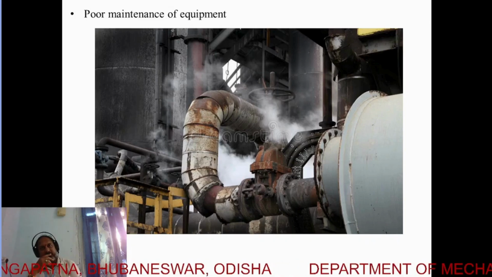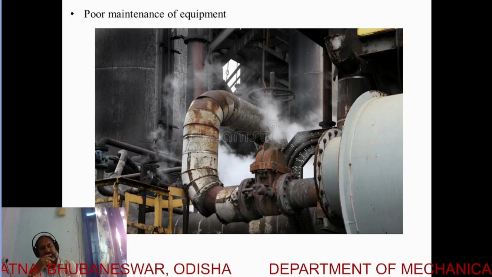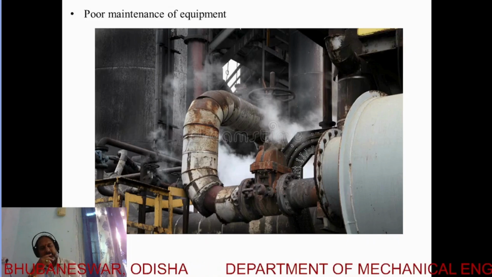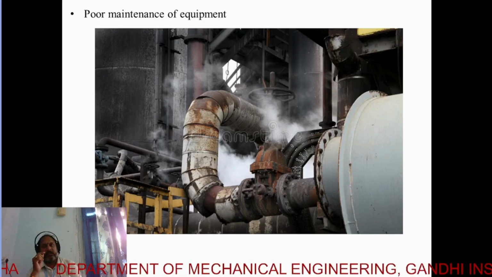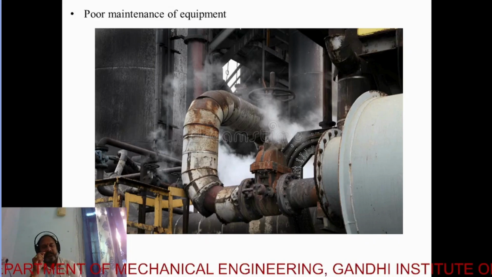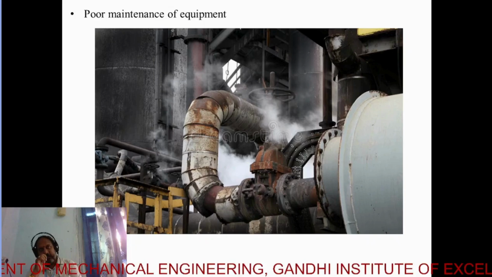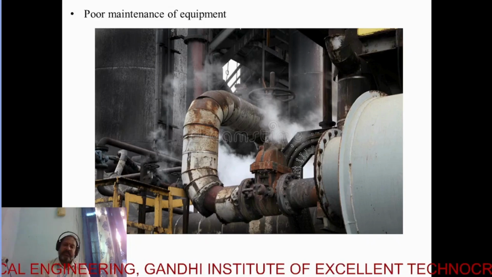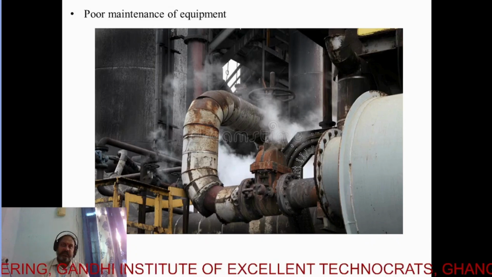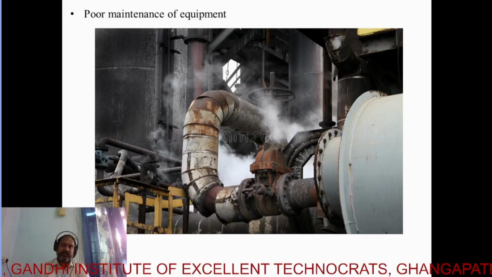Here we can see the image captures another critical safety issue, which is stemming from poor maintenance of industrial piping systems, likely taking place in a steam or process plant. Now here you can see what the image is actually depicting.